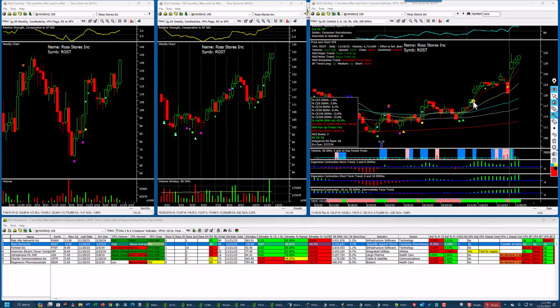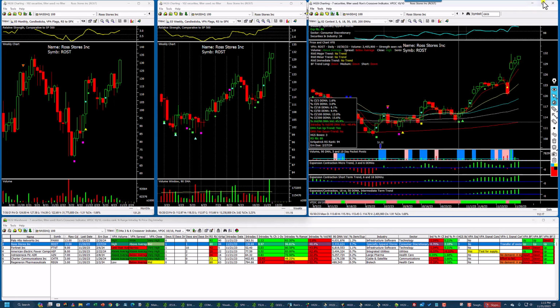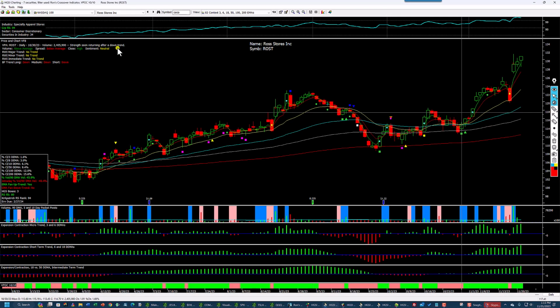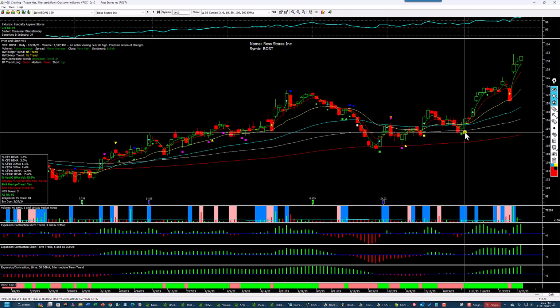Once again, there's a lack of VPA flags here, but going back here, take this off so you can see what it is. It was a strength seen returning after a downtrend, and this confirms that strength. And look at the 2 blue bars and the 3 crossing the 6. This was the place to get in.